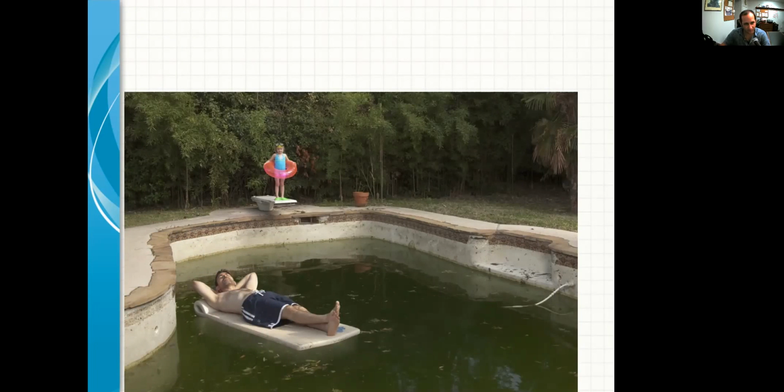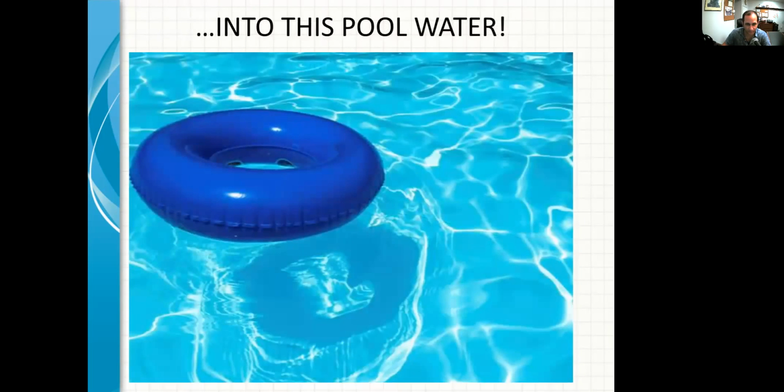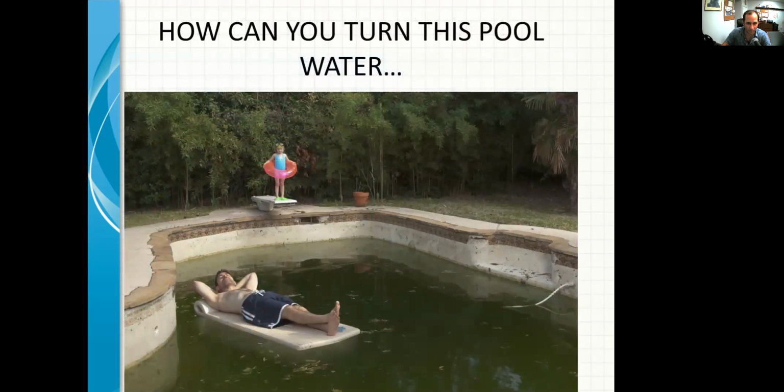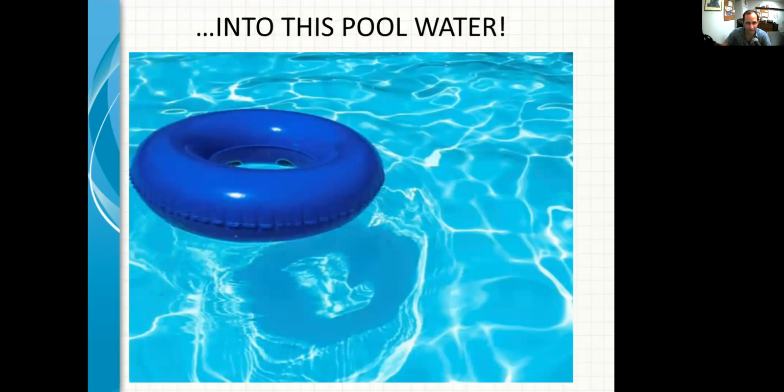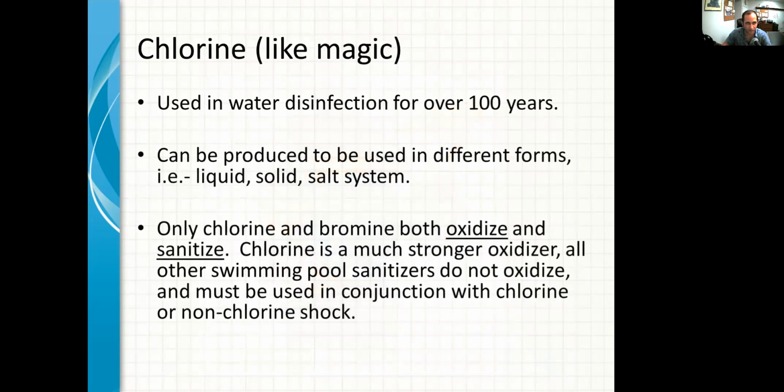Sometimes pools look like this. So how do you get a pool that's cloudy or green to clear up? Well, a big part of that is chlorine. So it's like magic. You know, it can turn a green pool into nice, clean and clear water. Clear it up all nice, but it's not magic. It comes from the chemical properties of chlorine.